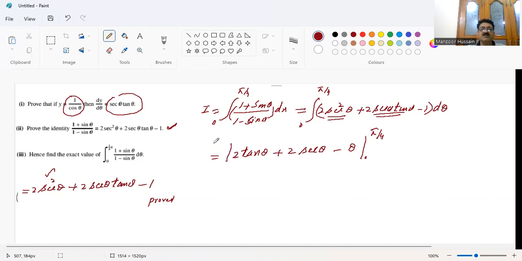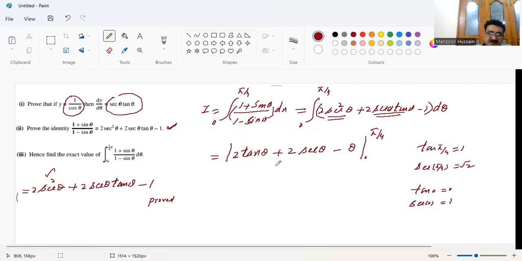And in order to put the limit, first of all, I put the limit pi by 4, and you must know the tangent of pi by 4 always equals 1. Secant of pi by 4 is always equal to square root of 2, as we explained in the previous lesson. And also at 0 degrees, you can know the values. Tangent of 0 is equal to 0 and secant of 0 is equal to 1.